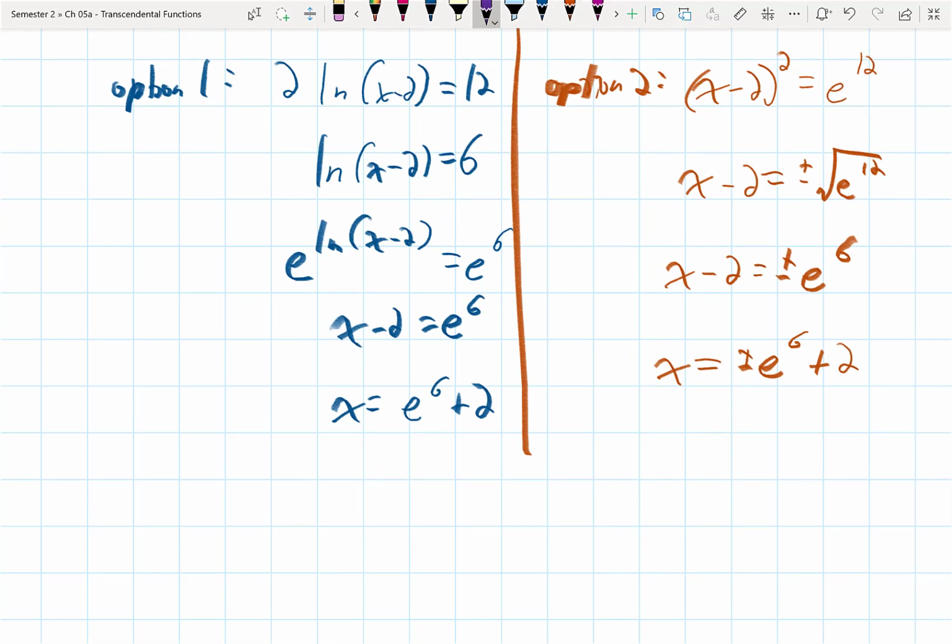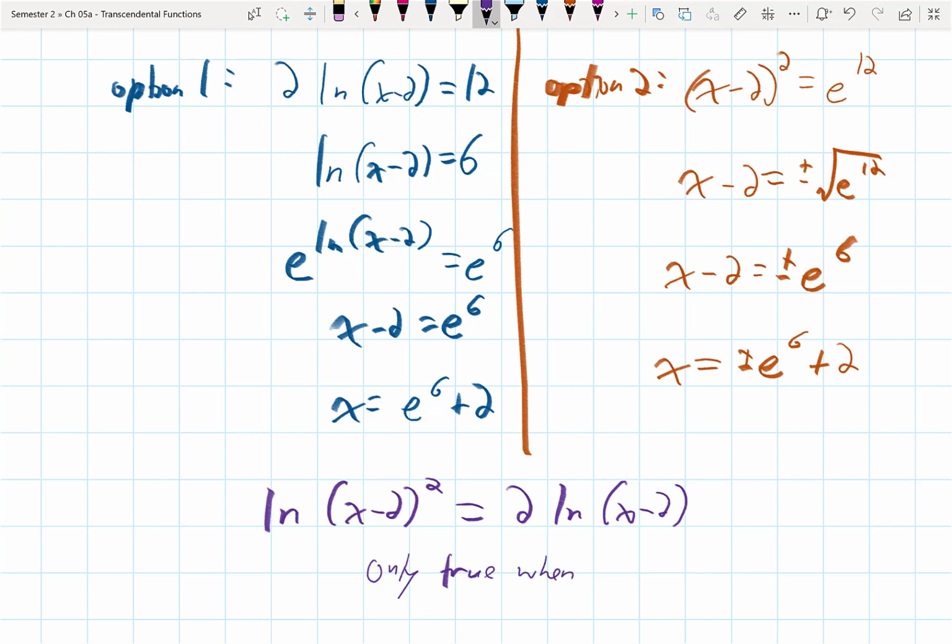If I do this, ln of x minus 2 squared, and I say that that's equal to 2 ln of x minus 2, this is actually only true when x is greater than 2. We're not going to spend a heck of a lot of time on this distinction. I know we have really thrown this rule out at you and said, this is true, this is just something you guys need to know, but it's actually really only true for particular domain values.